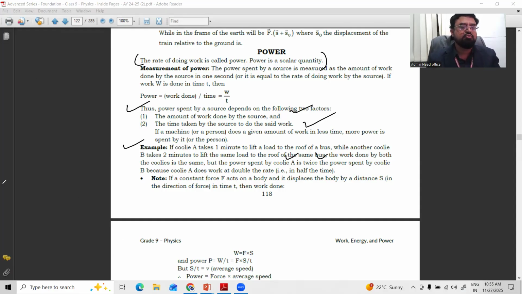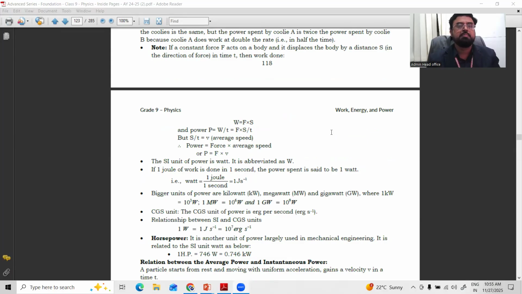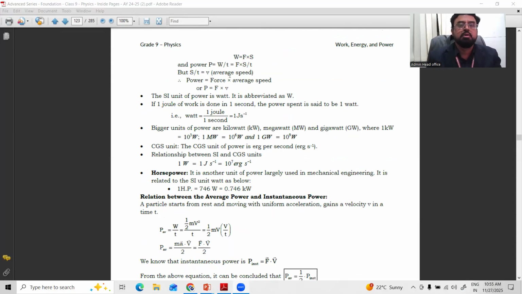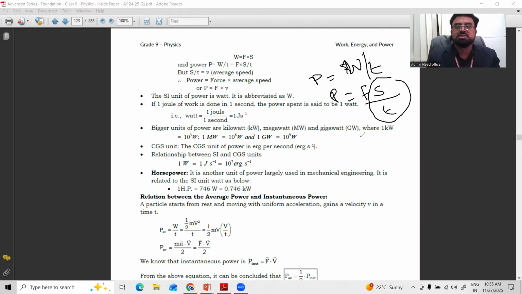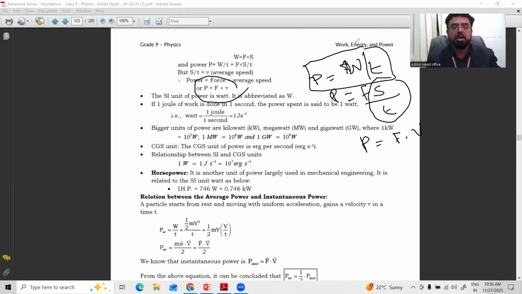Clear? So if a constant force is acting on a body, the mathematical expression: work W is equal to F into S, and power is equal to work by time. You can write it another way also. Power is equal to work by time, but what is work? Work is force into displacement, divided by time. But what is displacement by time? Distance by time is nothing but velocity. So P is equal to force into velocity, which we can also write as per our requirement. Right? Wherever you see it, power can be written either as W by T or as force into velocity.